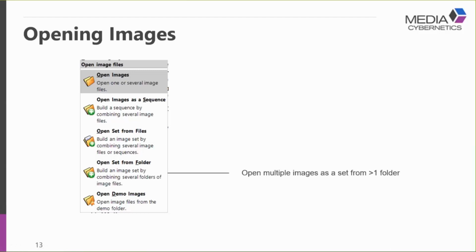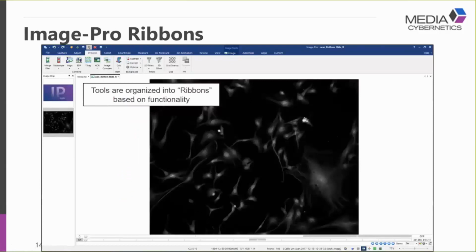Now, as I mentioned, don't be intimidated. Almost always the first option, the simplest option, open images, is going to be the right option for you. In Image Pro, tools are organized into ribbons, which are based around common functionality. Let's look at a few of these ribbons.